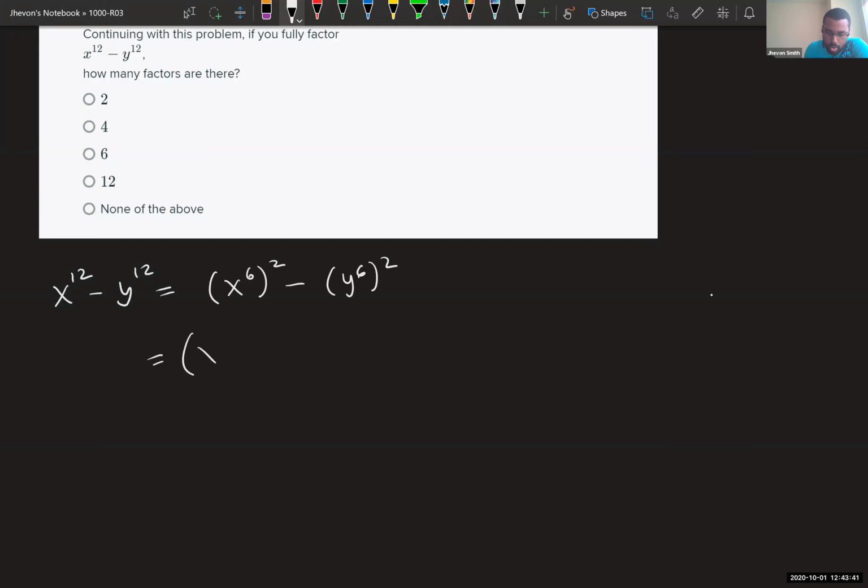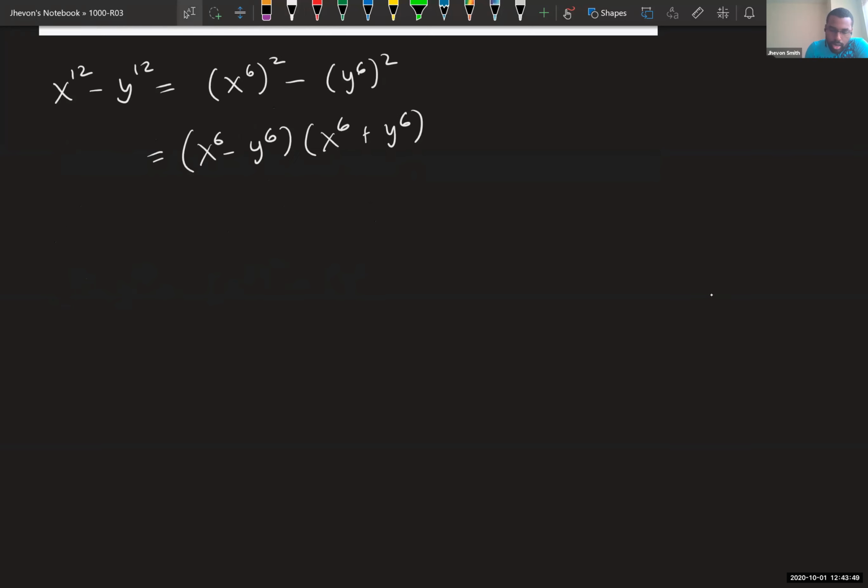This is a difference of squares, so this is x to the 6 minus y to the 6, times x to the 6 plus y to the 6. Now, the first one is the difference. I can think of that as a difference of squares again. So this one I can think of as x cubed squared minus y cubed squared.